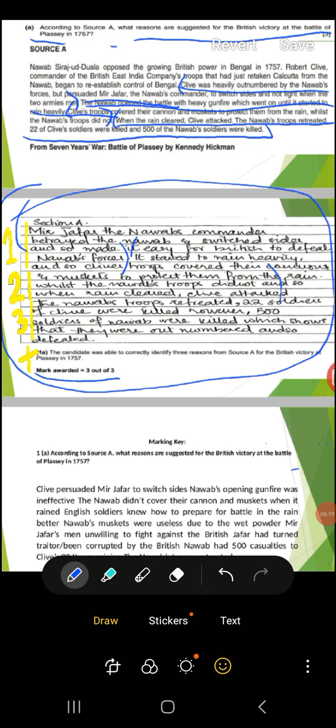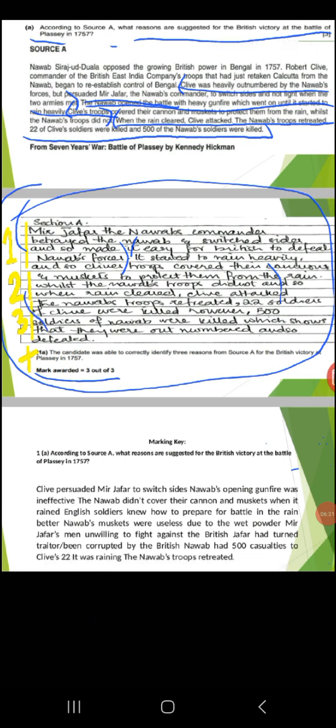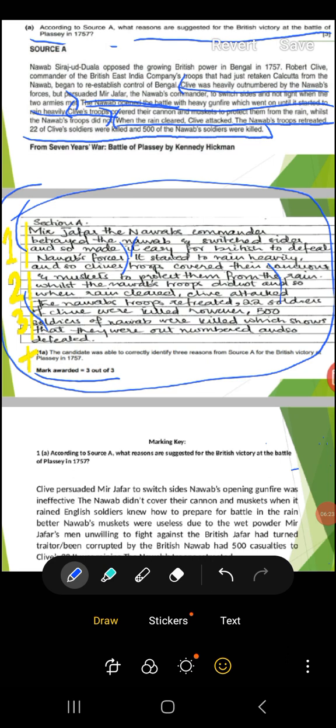Now the third one. The Nawab's troops retreated. 22 soldiers of Clive's were killed. However, 500 soldiers of the Nawab were killed, which shows that they were outnumbered and defeated. So these are the 3 points picked by the student, and this is why he was able to secure 3 out of 3. Fine. This is how we are going to answer.